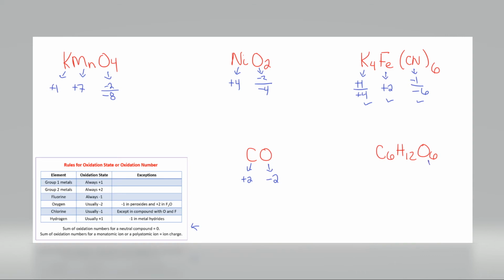We have -2 for oxygen. But how many are there? There are 6. So we're going to say it's contributing -12. Hydrogen is a +1, but there are 12 of them, so it's contributing a +12. So this kind of cancels itself out already. So this carbon over here must be 0. Kind of weird also.